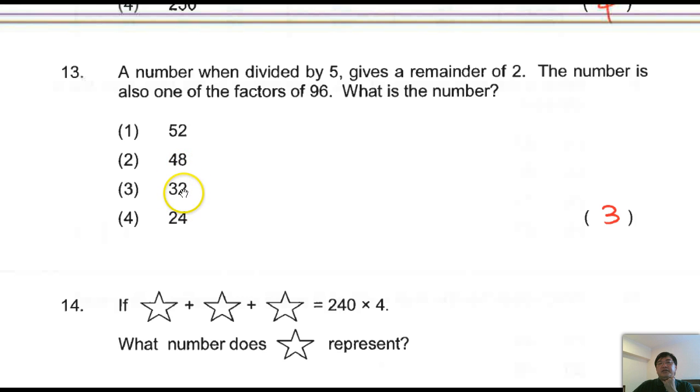For this case, remainder is 2, and this case, remainder is 4. So the answer could be 1 or 3. But 52 is obviously not a factor of 96. 32 is. So the answer is 3.